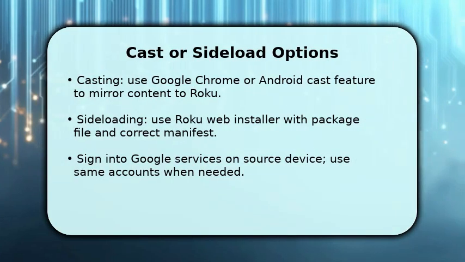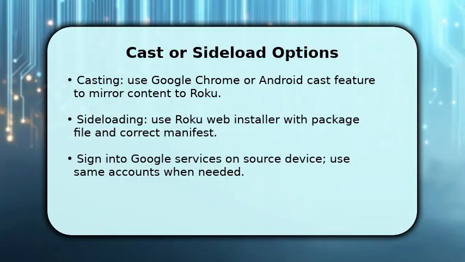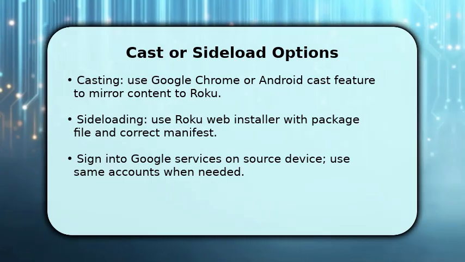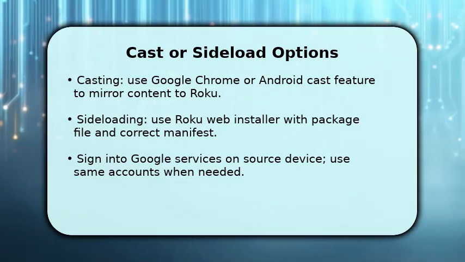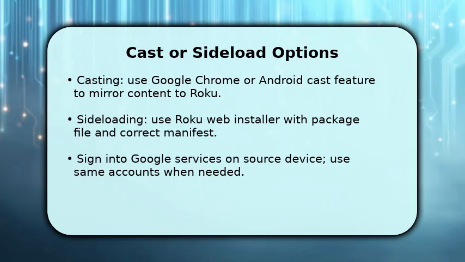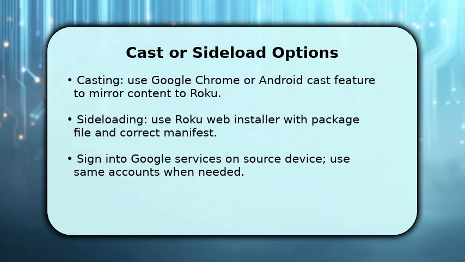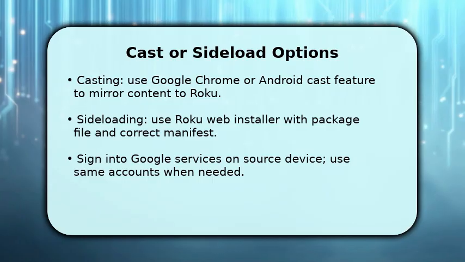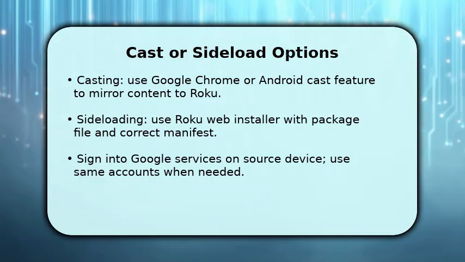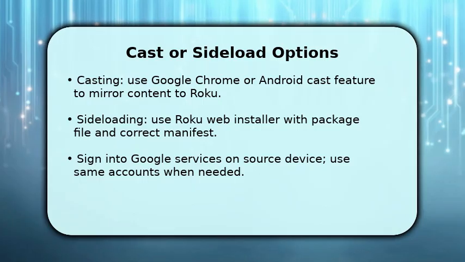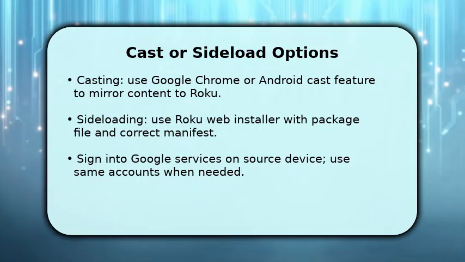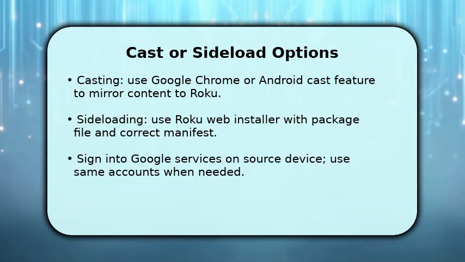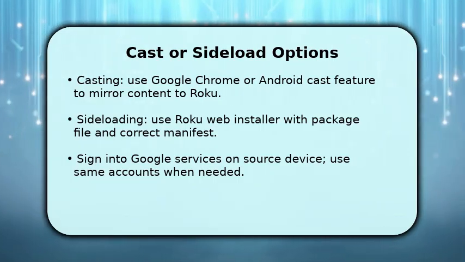You now choose the method. For casting, open Google Chrome or Android's cast feature, select your Roku from the device list, and start mirroring the tab or screen. This streams YouTube and Google apps without installing. For sideloading, upload the compiled Roku package via the developer mode web interface at the Roku IP, then install the channel from the web installer. This requires a properly formatted manifest. Make sure you're signed into the same Google account on the source device, so services authenticate smoothly.